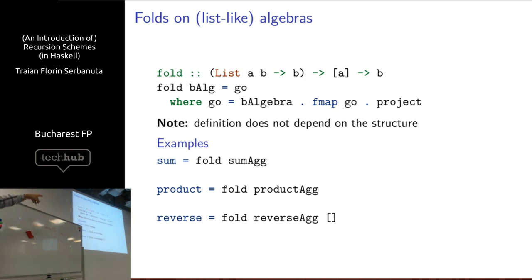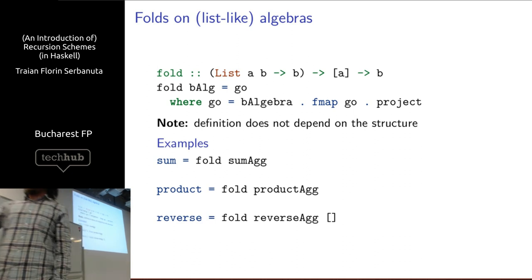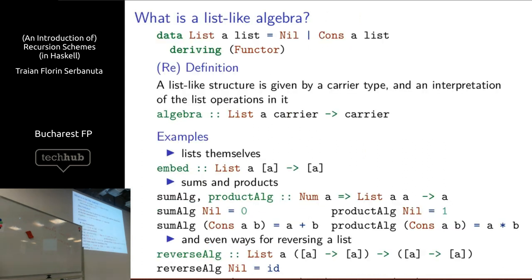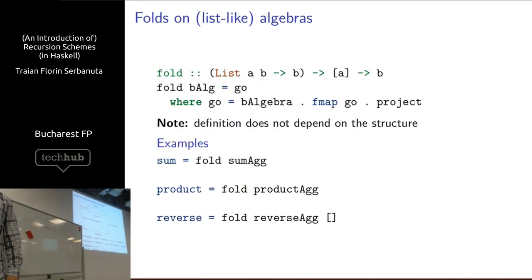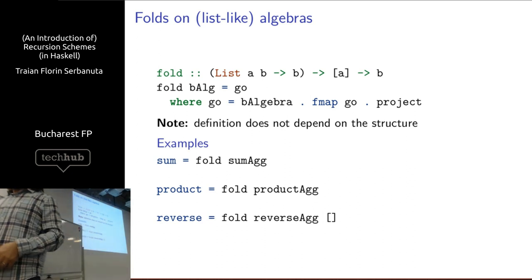Keep that in mind. Okay, and then with this definition, we can have the sum of elements of a list, which would be a fold using that. I should be an L. I changed it, but I didn't change it everywhere. So that function for that algebra corresponding to sum, let's get back to it a little bit. We had this sum algebra and product algebra, and then the reverse algebra. Now we can use them, and we can say that sum is a fold of the sum algebra, product is a fold of the product algebra, and reverse is a fold of the reverse algebra, and then applied to the empty list to actually get a function. And these are actually the Haskell, well, they don't define it like this in Haskell, but you'll get the equivalent by doing this.